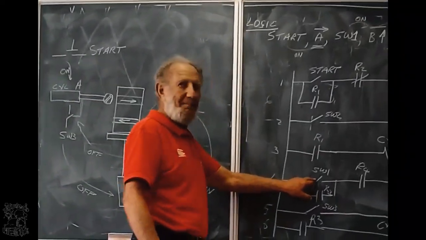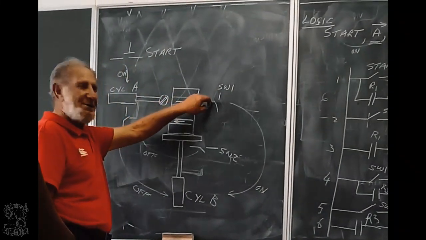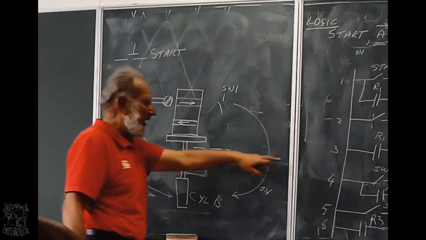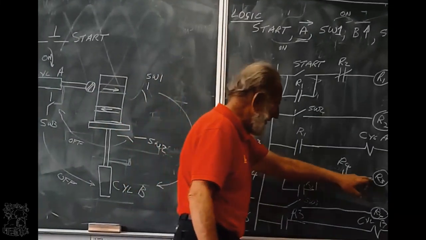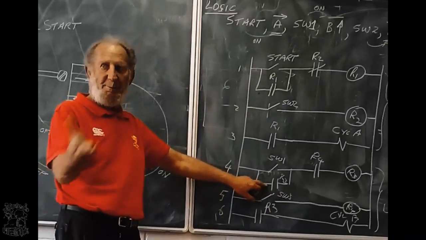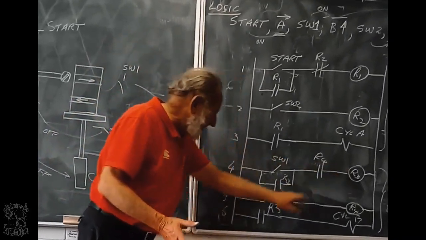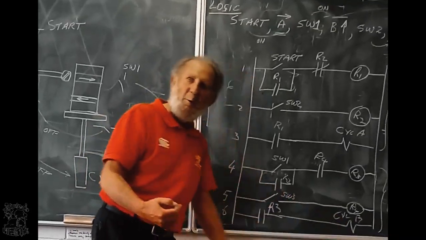I press the start button, switch 1. That means when that thing comes out here, it touches switch 1. When it touches switch 1, relay 3 gets power. It latches. So even if switch 1 goes open, it will still have power. When relay 3 has got power, cylinder B moves up.